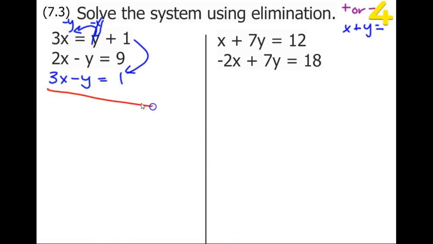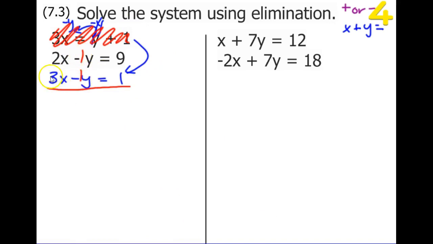Now I can add or subtract these equations together. Oops, that was not a very straight line. So I need to eliminate either the x's or the y's. The y's are both 1s right now. I'm ignoring this equation because I rewrote it down here. The y's are both 1s, but they're not going to eliminate because they're both negative.